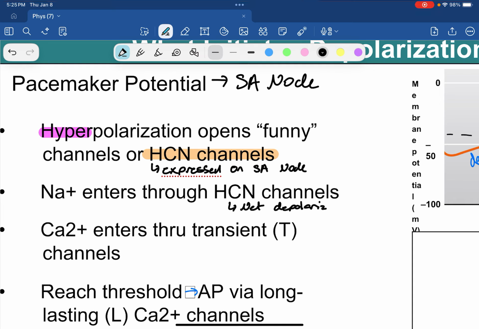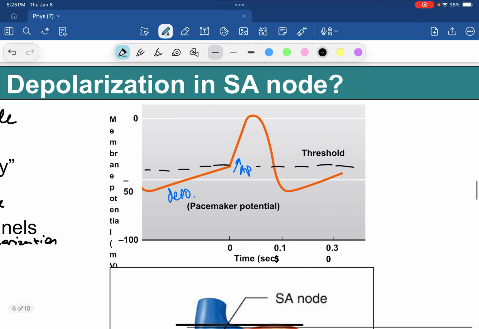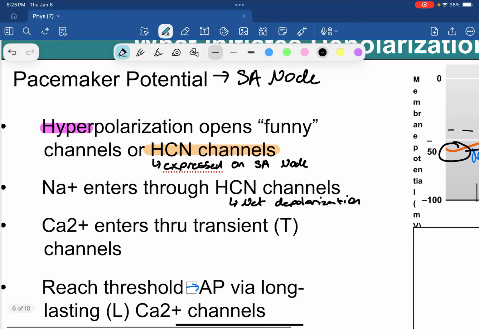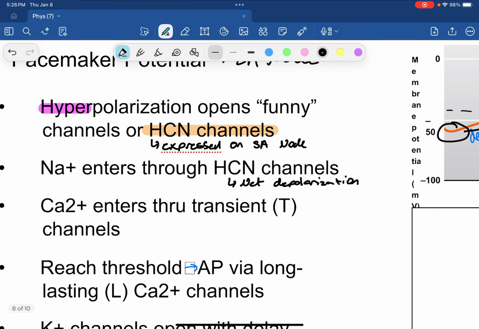And we can see that over here. We originally see this first hyperpolarization where it goes down. And then because we have so much sodium coming in, it's a net depolarization and it starts to increase. So then we have our calcium entering through our transient channels. So this just allows for further depolarization.